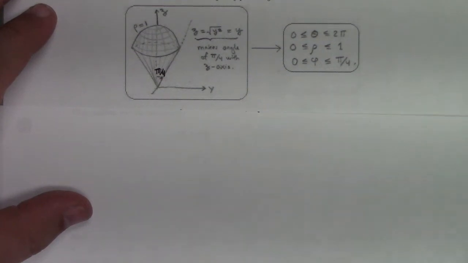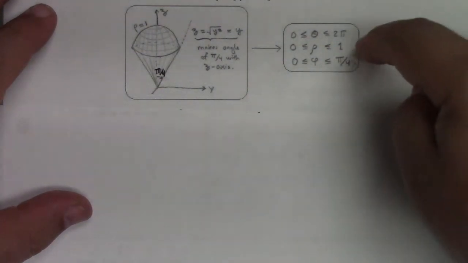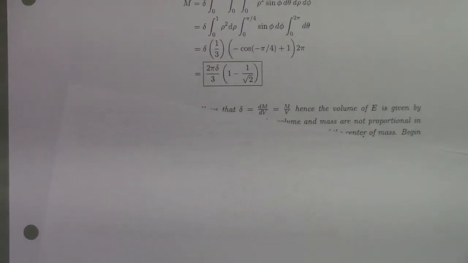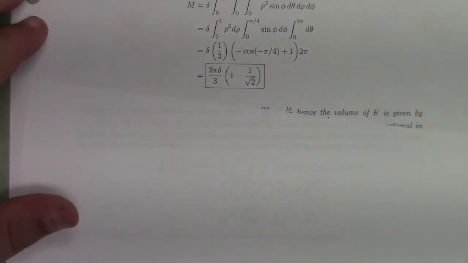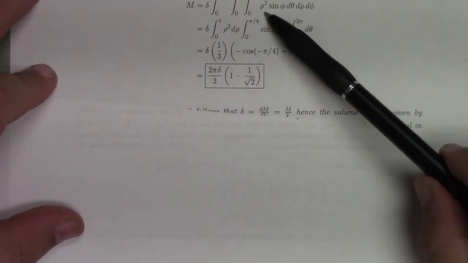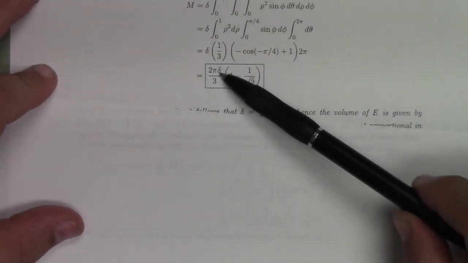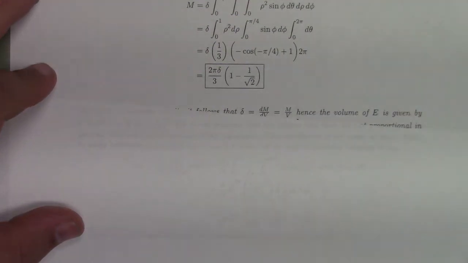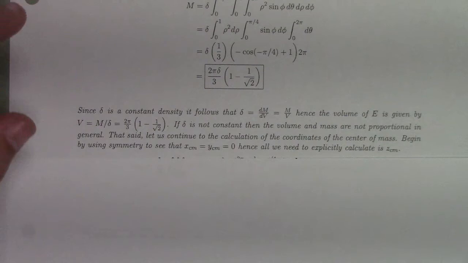Alright, so those are the integrals. That's the spherical description of the bounds we've got to do. And so to start with, I'll calculate the mass. So we have to integrate delta times the volume element, and it gets us 2 pi delta over 3 times 1 minus 1 over 2 when we do the integral.